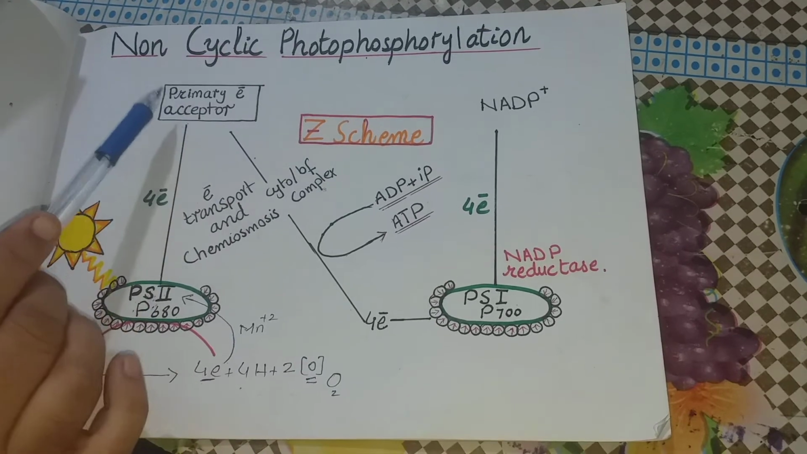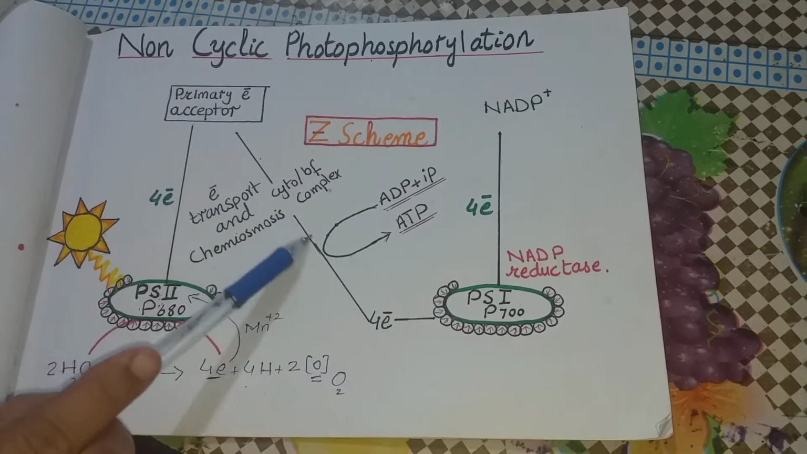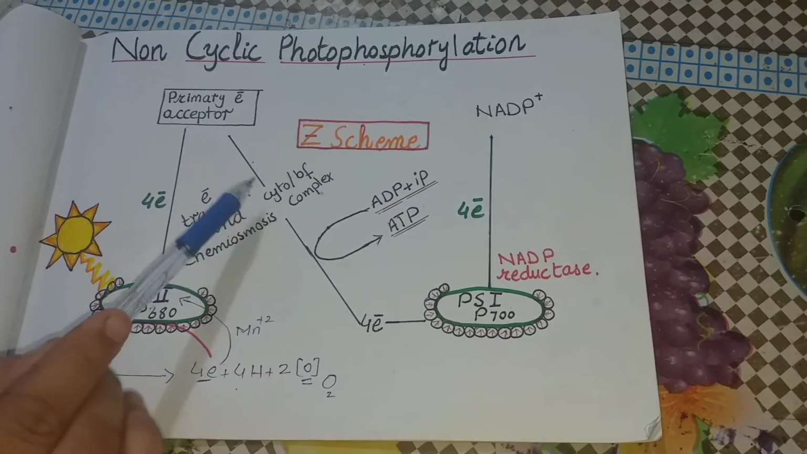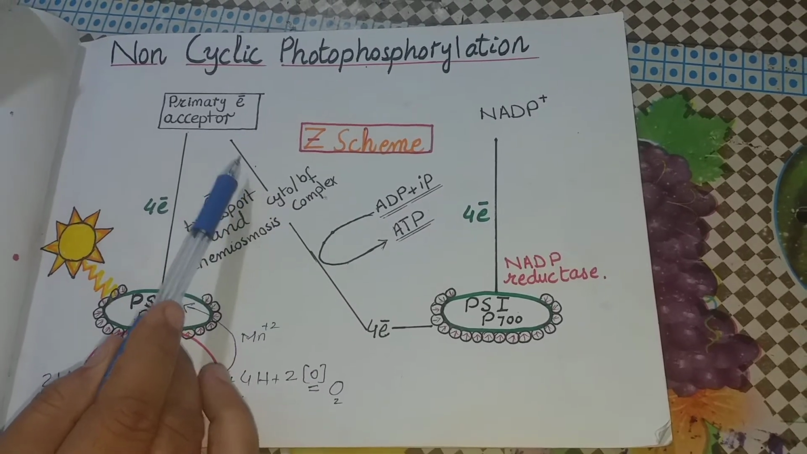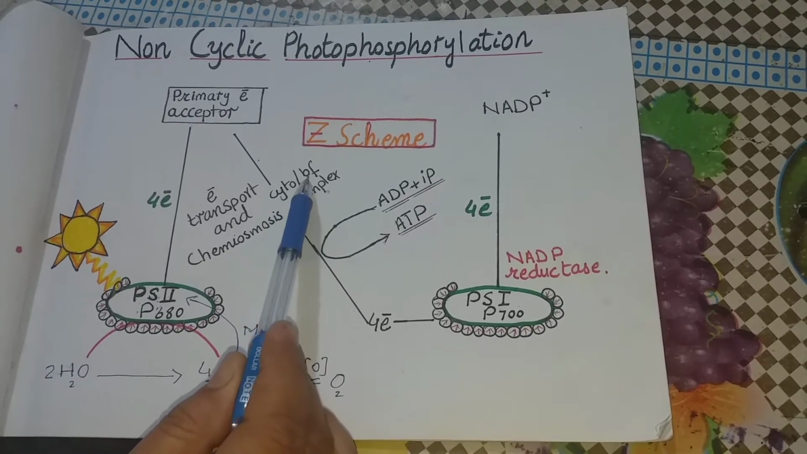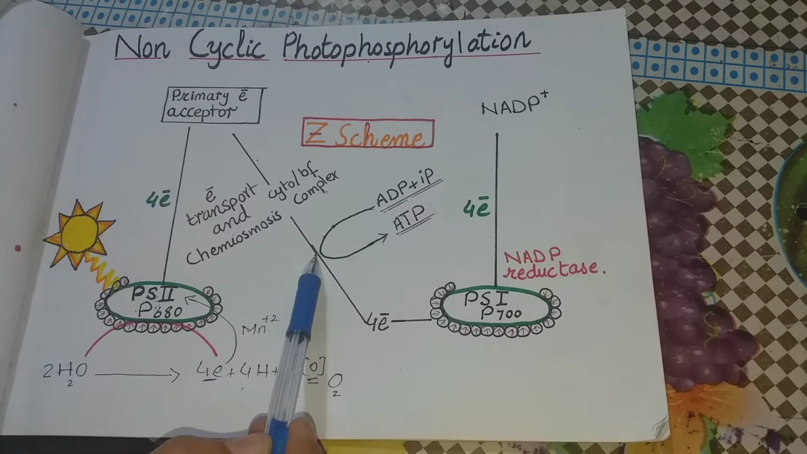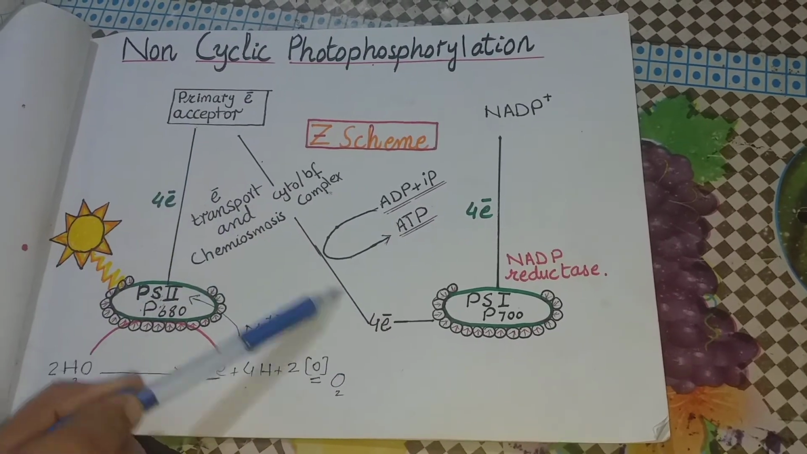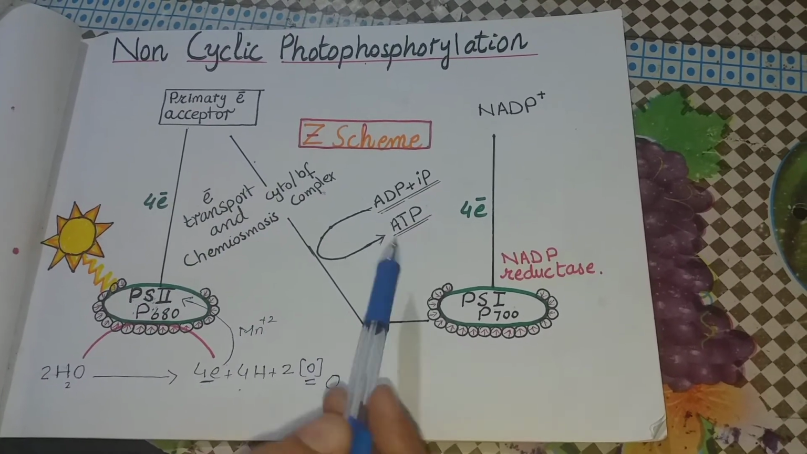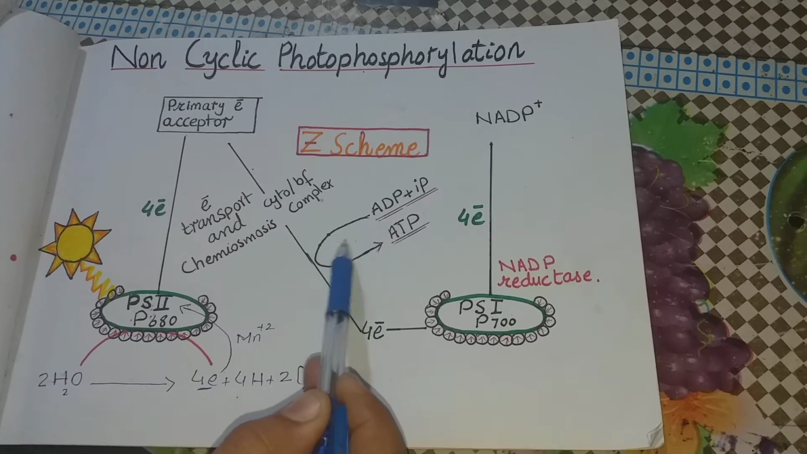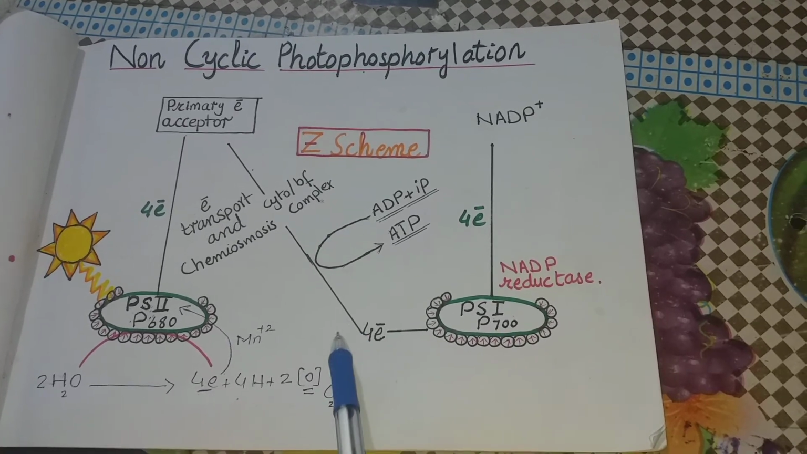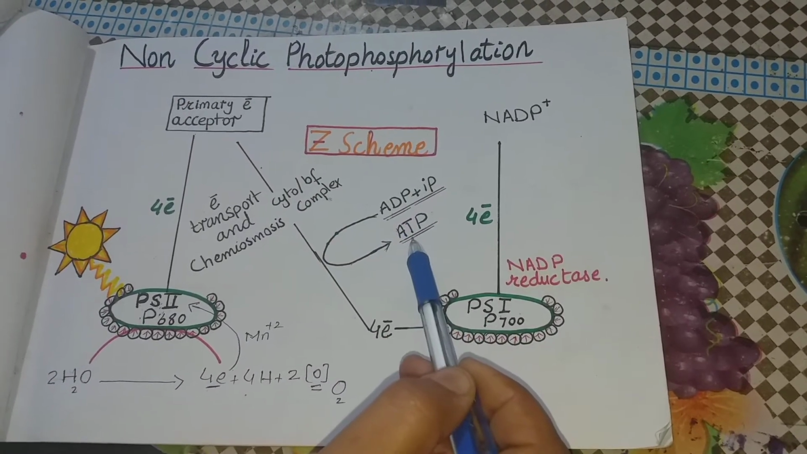When they lose their energy, they go through a series of changes. They follow a path and release their energy. During this journey they lose their energy and pass through plastocyanin, then the cytochrome b6f complex and plastocyanin. During this course they lose their energy. This energy liberated by these electrons is utilized for the formation of ATP.